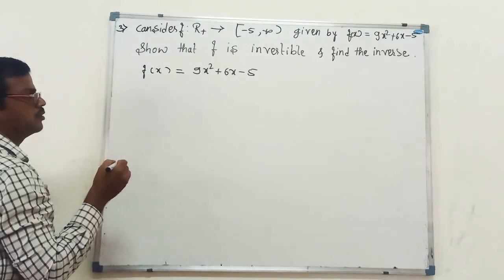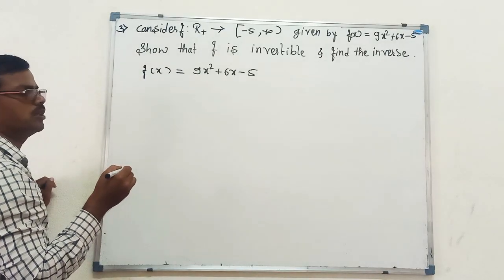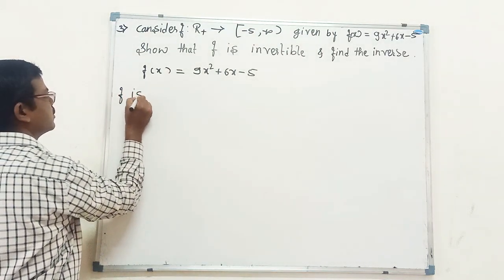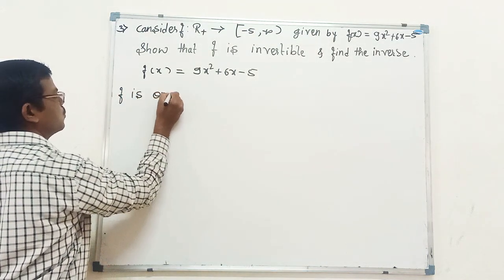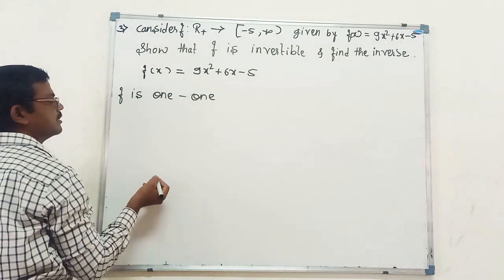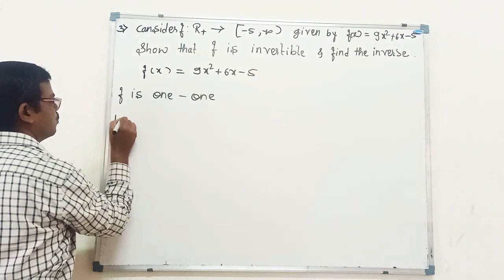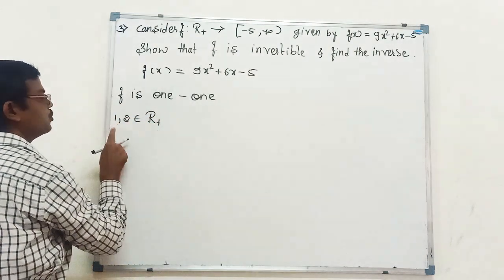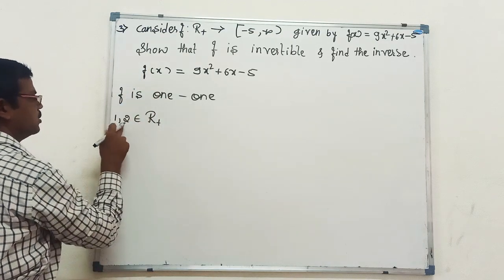So first, what we have to show is that f is invertible, that is, one-one and onto. First, f is one-one. For one-one, let me consider two different elements x1, x2 belonging to R plus. So we have to take positive real numbers.